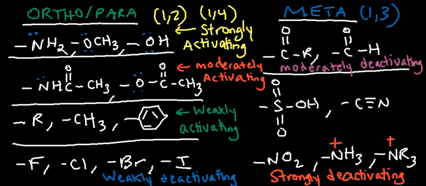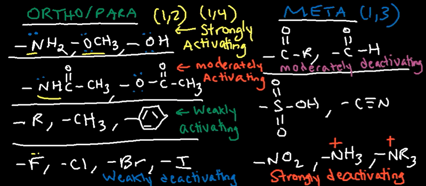Now, notice that all of the activating groups, except the weakly activated ones, have lone pairs on the first atom, aka the amine group has a lone pair, the OCH3 group has a lone pair, even the amide group has a lone pair. When you see that, it's strongly activated, and it's usually an ortho-para director.